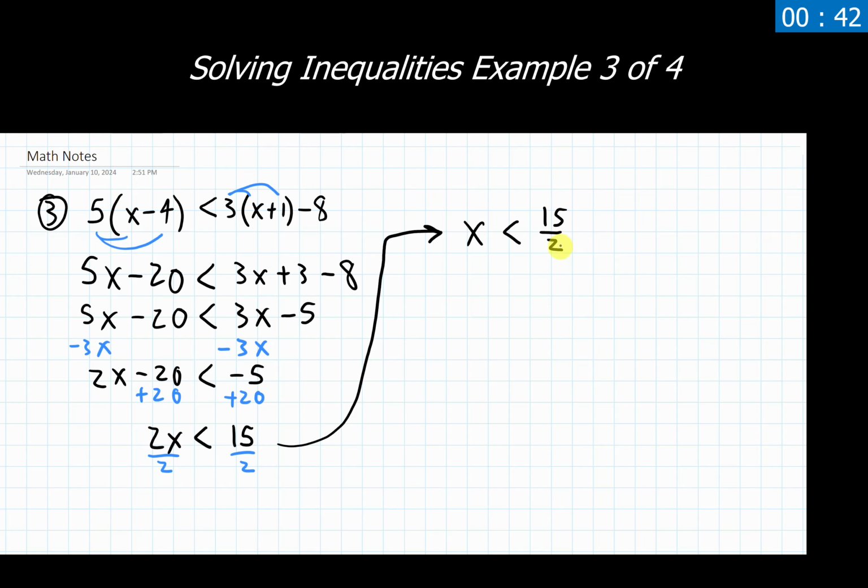Now, rewriting this into interval notation, this 15 over 2, is this going to be my largest value or is this going to be my lowest value? Well, we're told x is less than 15 over 2, so that means this 15 over 2 is going to be our largest possible value, which means our lowest possible value is going to be negative infinity. Negative infinity always has parentheses around it. This 15 over 2 is also going to have parentheses, and I use the inequality to determine that. We're told that x is less than 15 over 2, so we're going to use parentheses with that. And that gets us to our final answer here for example 3.